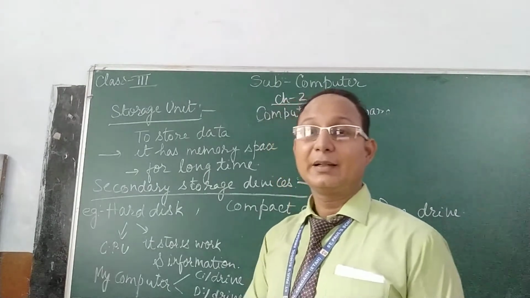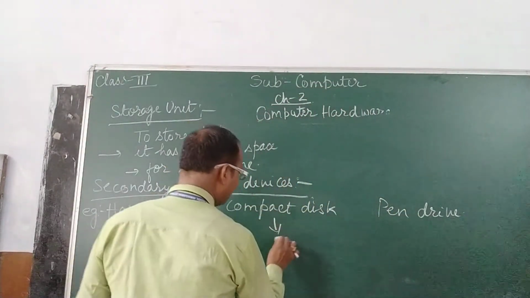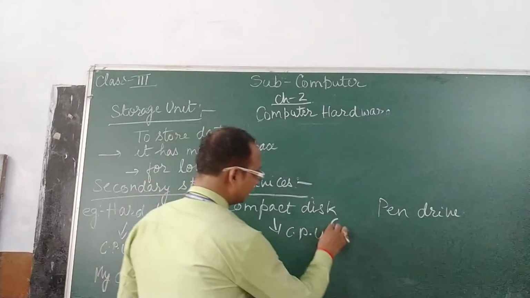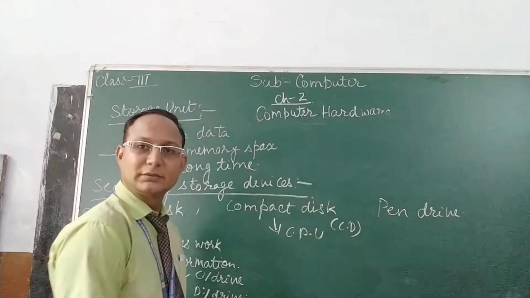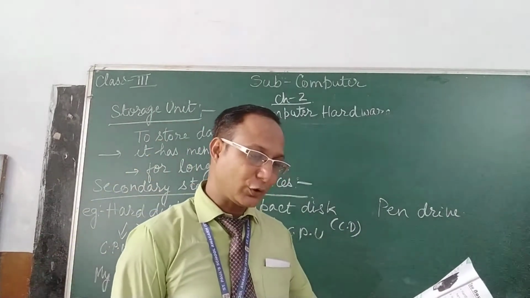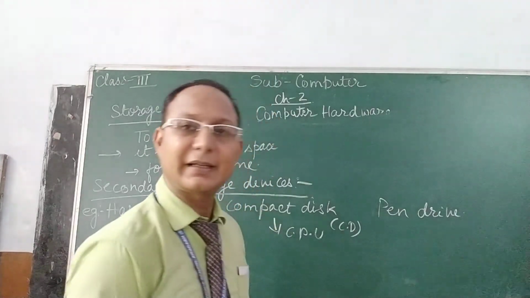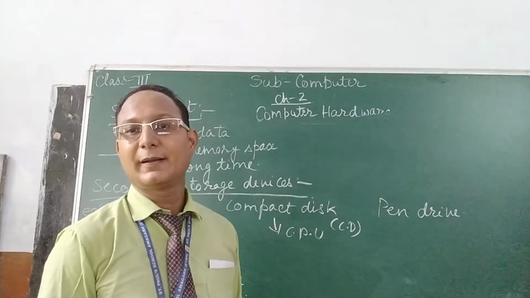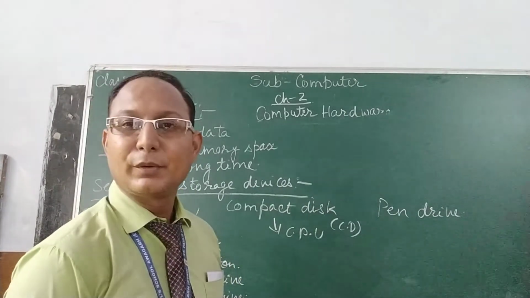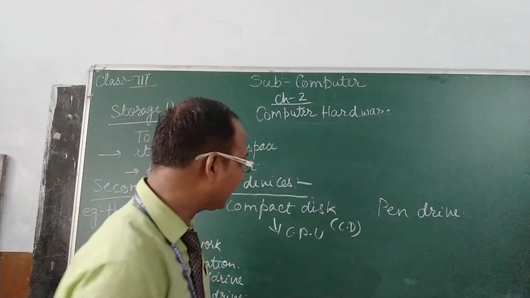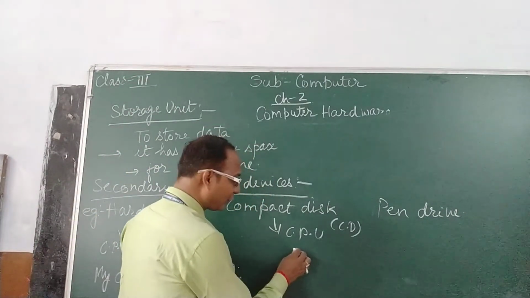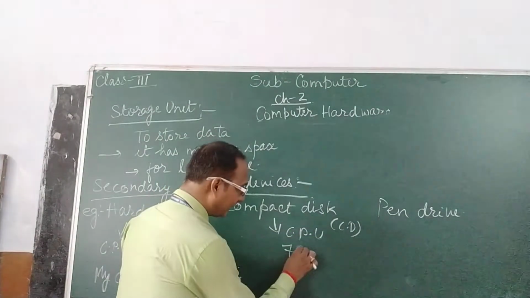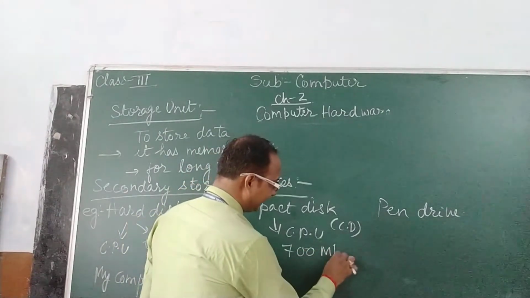This is also attached to the CPU. In the CPU it is attached and we put the CD into the CD drive. It can store a large amount of data. We can save the data and keep the CD safe for further use. It is the external memory we use to save our personal data. And the memory in a compact disk or CD is maximum up to 700 MB.